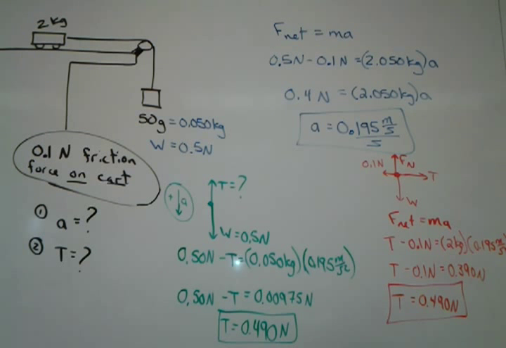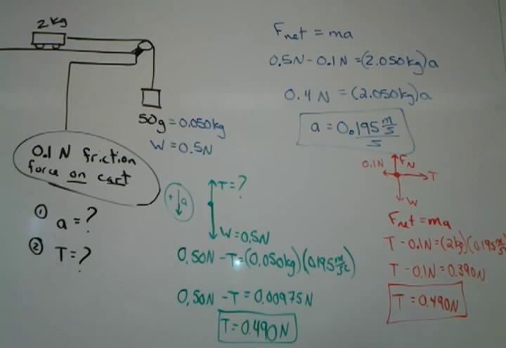In green, you would use 0.5 newtons, which is the weight, which is the forward force, minus the tension, which is smaller than the weight, which is the force applied backward to that object, is equal to the mass of just that object, because with this free body diagram we isolate that object, multiplied by the acceleration that we found in blue in the first part. And tension turns out to be 0.490 newtons.